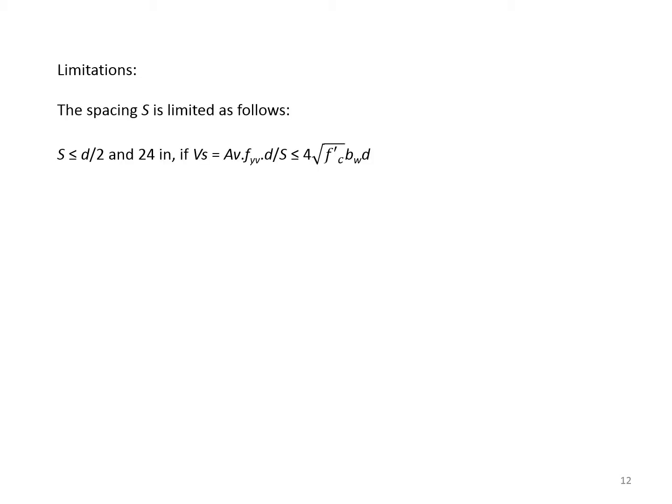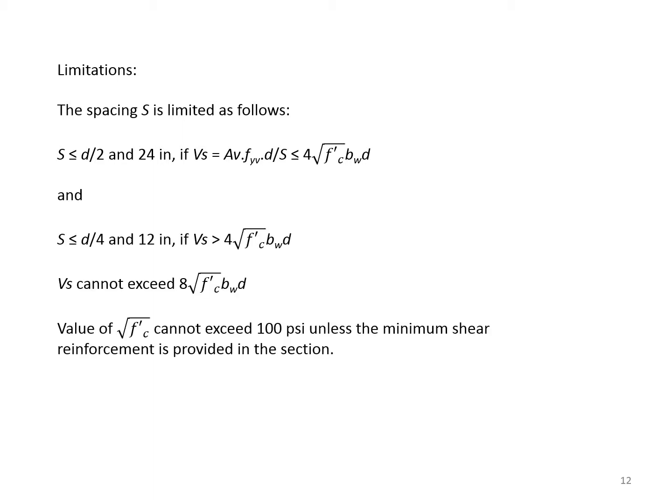Here are the limitations. The spacing s is limited to d divided by 2 and 24 inches if V sub s, which is A sub v f sub yt d over s, is smaller than 4 square root of f prime sub c b sub w d. And the limits are reduced. In other words, s is limited to d over 4 and 12 inches if V sub s is larger than 4 square root of f prime sub c b sub w d. However, V sub s cannot exceed 8 square root of f prime sub c b sub w d in any condition.